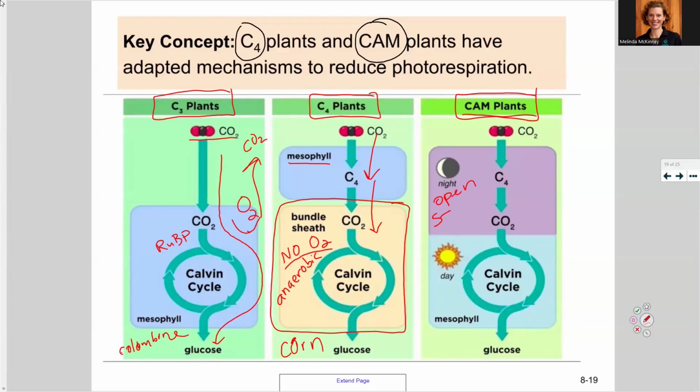The problem is there's no light at night, right? So yeah, they've got all this carbon, but they can't use it right away. So they have to store it. So at night they convert it into a molecule that they store.